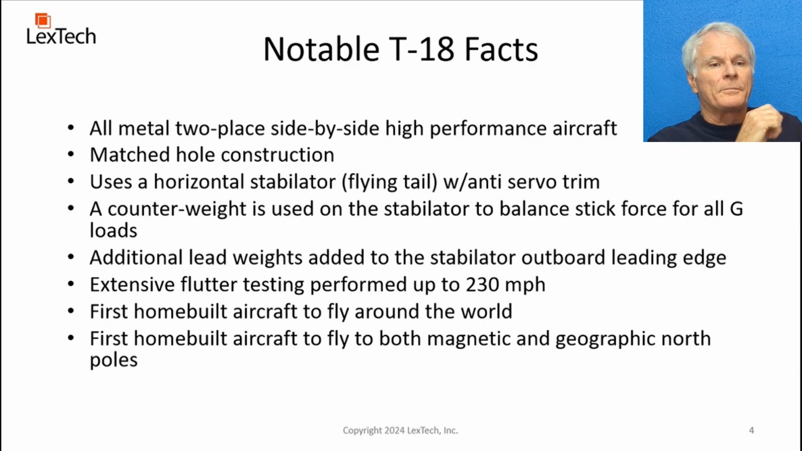The first home-built airplane to fly around the world was the T-18. Of course, it obviously had to use auxiliary fuel tanks, but it did fly around the world. It was also the first home-built airplane to fly to both the magnetic and geographic North Poles. And both of these feats were done by the same airplane that's now hanging up in the EAA museum.